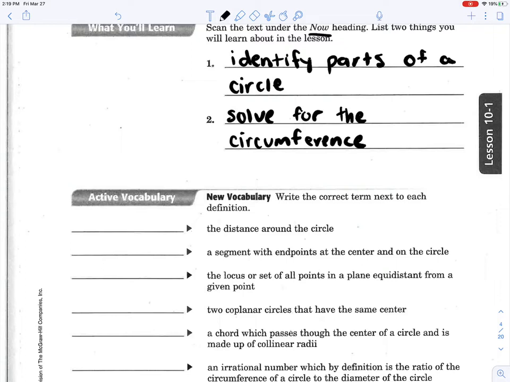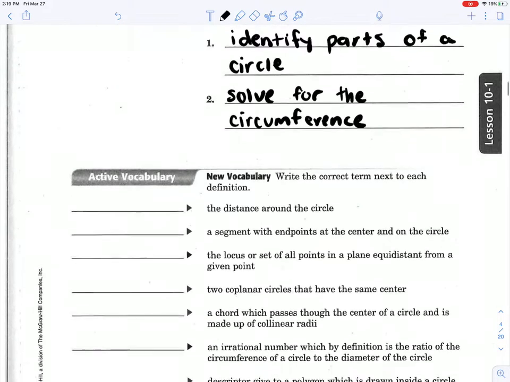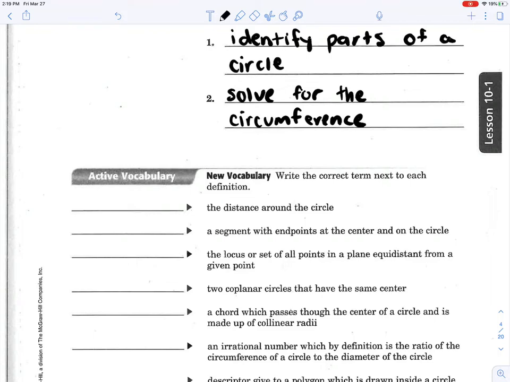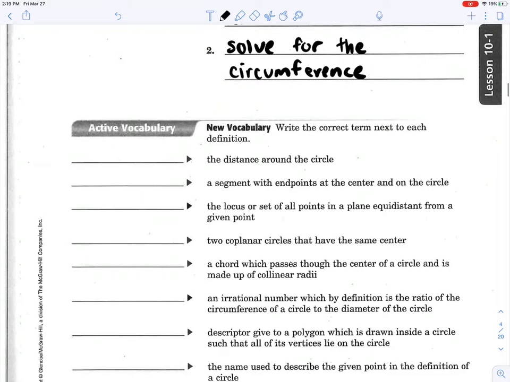All of this vocabulary is specifically from Section 1. There's 11 words, so there's a lot of vocab. Some of this will be review, but it's all an important part of Chapter 10, so make sure you understand the definitions before we move on. So the first one says, what is the distance around the circle? We call that not the perimeter, but the circumference. And we will have an equation for that on the next page.